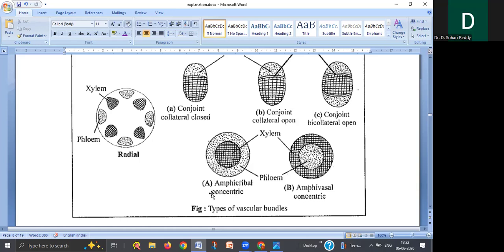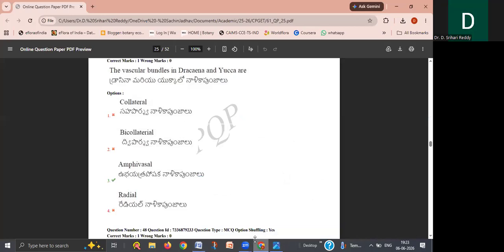And the amphicribal concentric vascular bundle. This is also a concentric vascular bundle, but here xylem is at the center. Xylem is surrounded by the phloem. Okay, so you might have understood all these different kinds of vascular bundles.